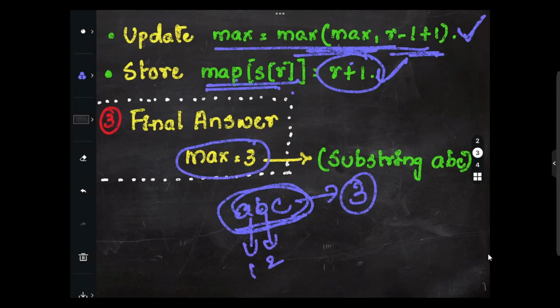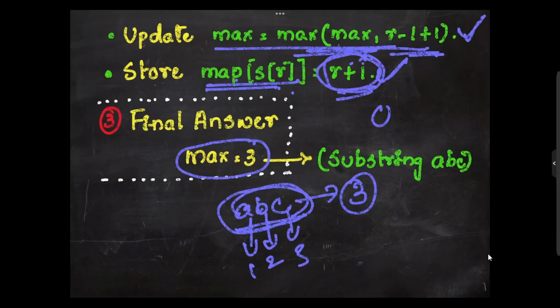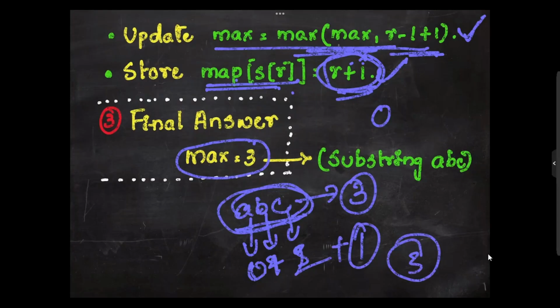We will count this: 1, 2, 3. Why do we go with r plus 1? Because this is a 0-based index, starting from 0, 1, 2, so we go with plus 1 since we actually need the length. So it will be 3. Max here is 3 in this case, substring abc. That's it for the first example. This is the approach we will be going with. Simple to understand, and while we write the code, it will be easier.